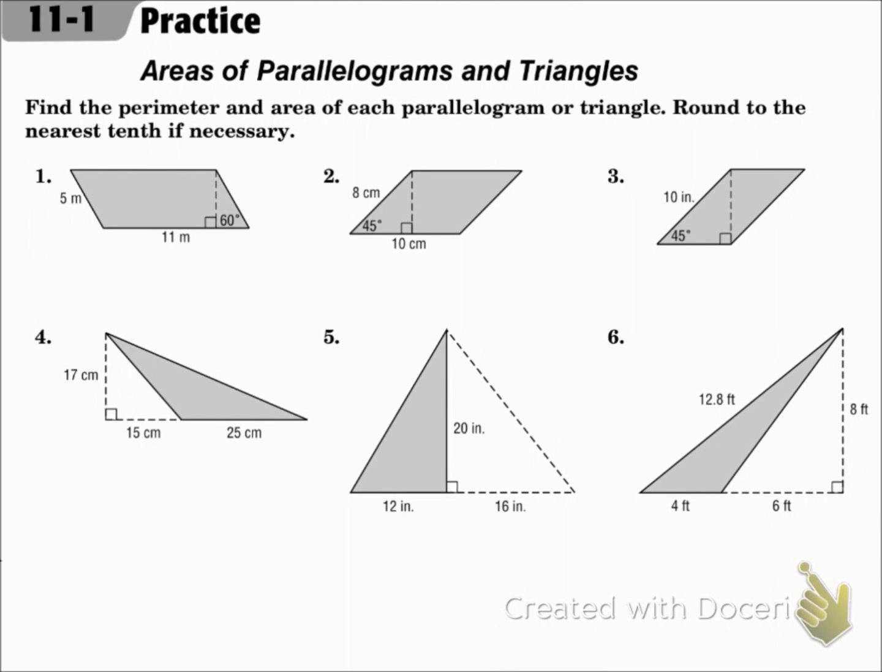This is lesson 11.1, areas of parallelograms and triangles. Your objectives are to find the perimeters and areas of parallelograms and triangles. Find the perimeter and area of each parallelogram or triangle, round to the nearest tenth if necessary.